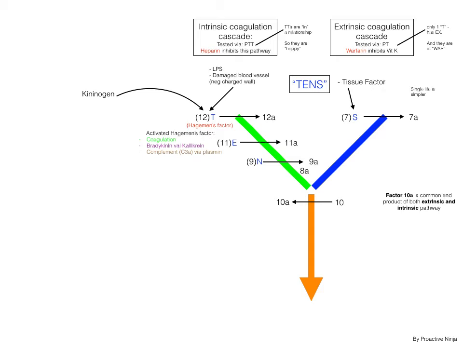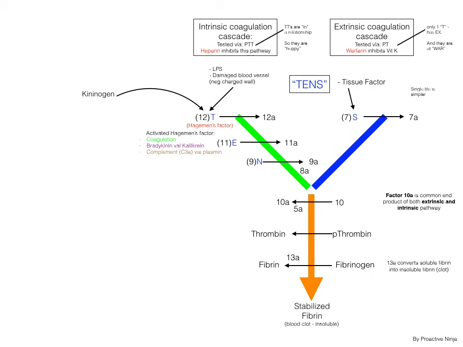When 10A comes in contact with 5A, it can convert prothrombin into thrombin, and that converts fibrinogen into fibrin. Now fibrin itself is soluble, so when fibrin comes in contact with 13A, kind of like a prime number, it becomes an insoluble fibrin, and that's how you get your stabilized fibrin, your blood clot, which is ultimately insoluble.